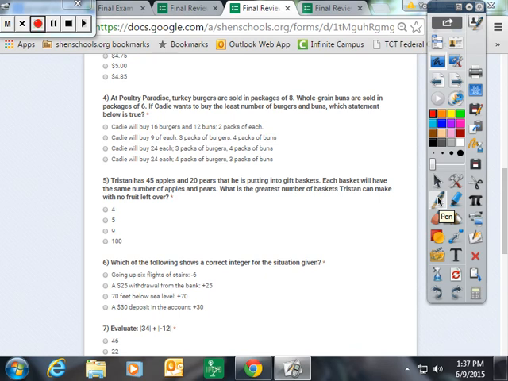Number 4, at Poultry Paradise, turkey burgers were sold in packages of 8. So turkey burgers were 8. Whole grain buns are sold in packages of 6. If Katie wants to buy the least number of burgers and buns, which statement below is true? Okay, that word is shouting at me to find the LCM. I'm going to divide both of these by 2. Okay. One thing, you're trying to figure out how many packages of burgers and how many packages of buns you're going to buy until they meet at the same number. That's called the least common multiple, and that is found by multiplying the L in our ladder method, okay?